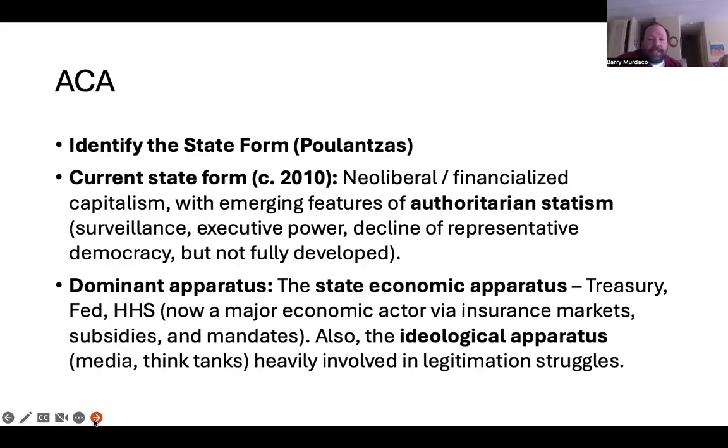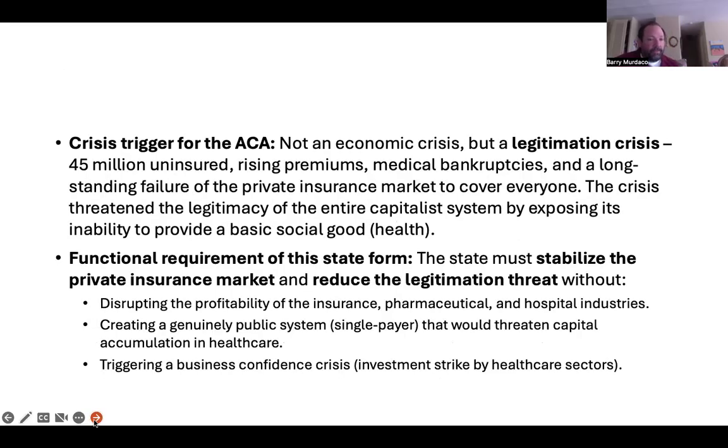The dominant apparatus, the state economic apparatus: the Treasury Department, the Fed or the Federal Reserve, HHS, Health and Human Services, another cabinet office, along with the Treasury Department. The Federal Reserve is a little bit different. The state is now a major economic actor via insurance markets, subsidies, and mandates. Also, the ideological apparatus, media and think tanks, heavily involved in legitimation struggles. In other words, selling a particular view of healthcare to the public.